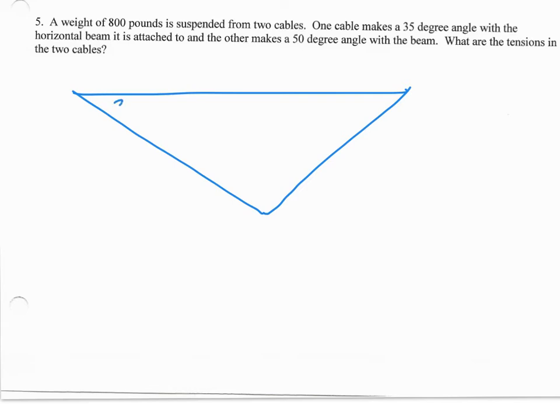So 35-degree and 50-degree with the beam. Doesn't matter which one's which. And it wants to know what are the tensions on the 2 cables. So tension 1, tension 2. What are those numbers? Okay, now, when I draw my 800, technically it would kind of go straight down to the center of the earth kind of thing.